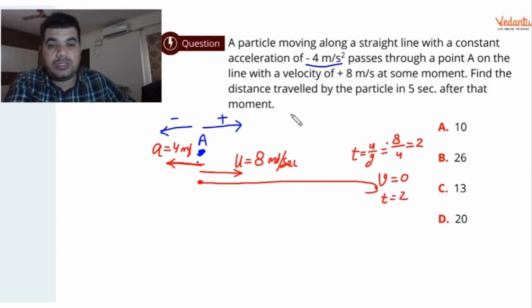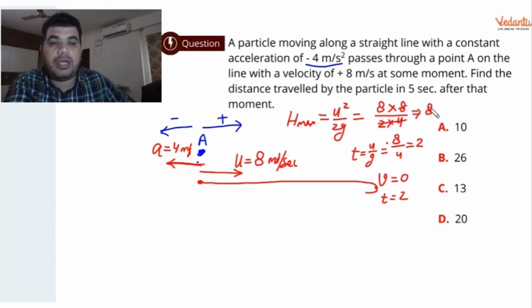And what is the distance? Distance can act like h max. H max is u square by 2g, as you know. So u is 8, square means 8 into 8, divided by 2g. That means 2 times acceleration, which is 4. 4 2s are 8, and 4 2s are 8, so here you have 8. If you have 8 meter here, then again it will come back.